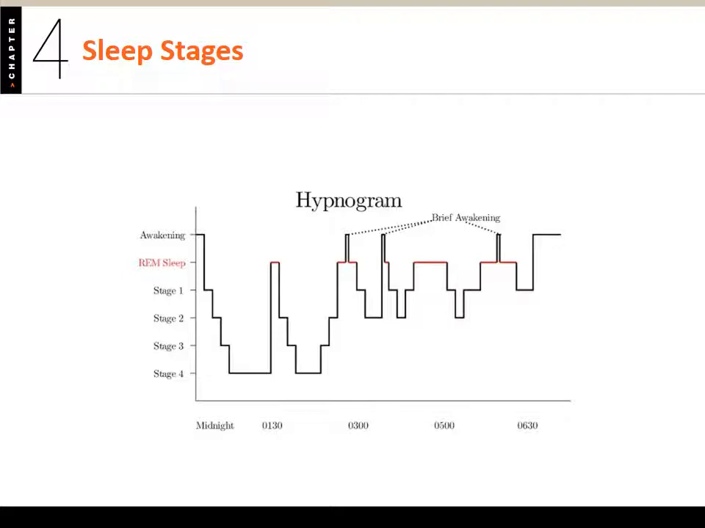And then about 4 o'clock or so, you're just in lighter sleep. Stage 3 sleep and above that, it's cycling there. And you might have brief periods of awakening.